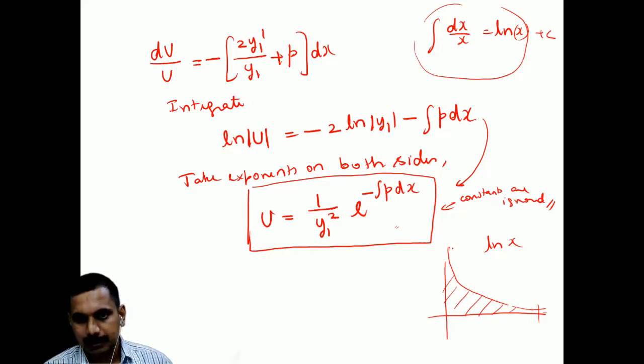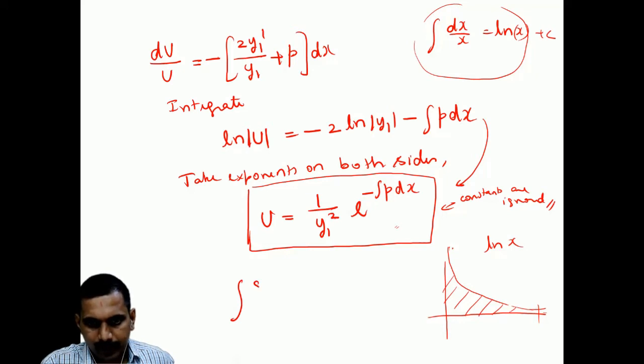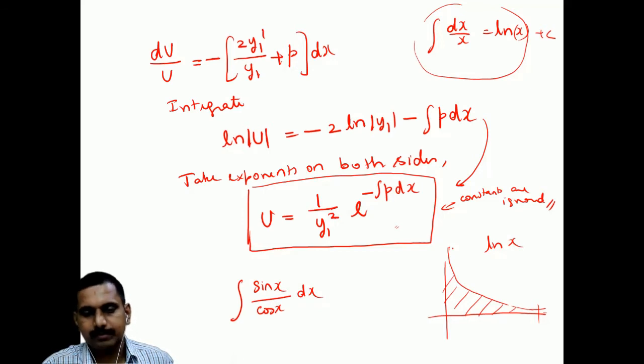Yes, tell me. When integrating that expression 2 y1 dash by y1, we are integrating it with respect to dx, sir. How did we take it as ln? Now, for example, if I take the integration of cos x by sin x dx, what is that?